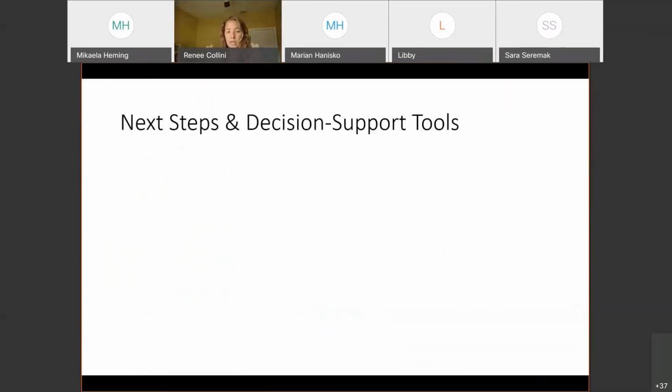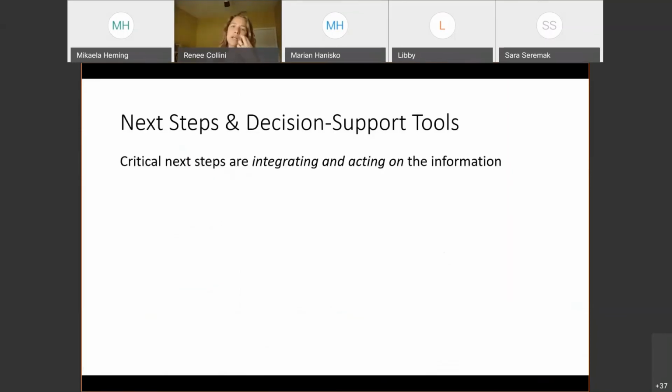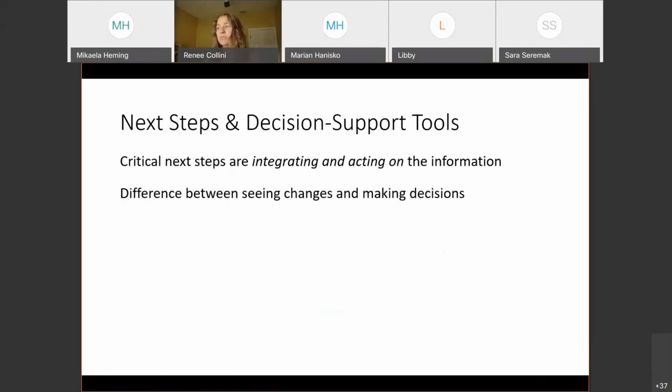So I just want to take a few quick seconds, Marion, I promise I'm almost done, to talk about next steps after you have these models, and specifically decision support tools. You want to move from seeing these models and this information to integrating that information into what you're doing and acting upon it. There is a difference between seeing those changes and making decisions. And these models, almost all the ones I showed you, don't tell you what the decision should be. They provide you information to help you make a decision.